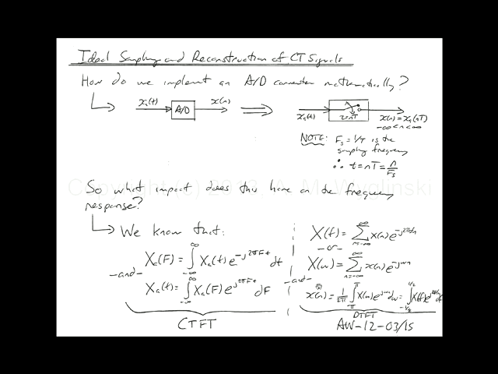The limits of integration for the inverse transform, big difference. The summation versus the integral, big difference. What I'm going to show you is that when we sample, what ends up happening is we get the discrete time waveform from a continuous time waveform, and the spectra now becomes periodic. All right? So how do we do that?